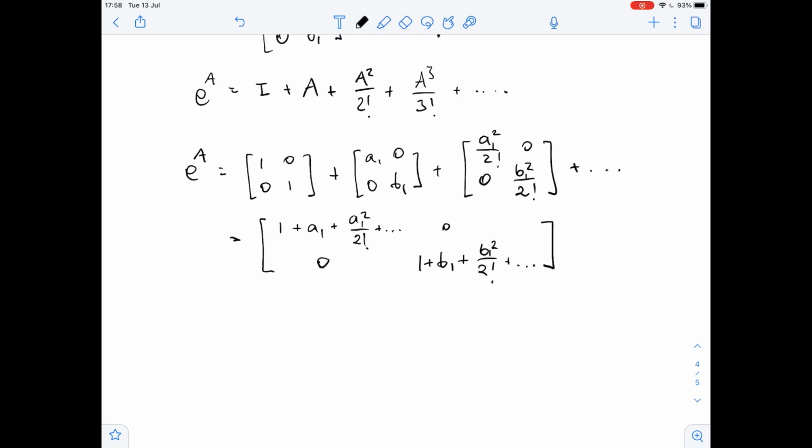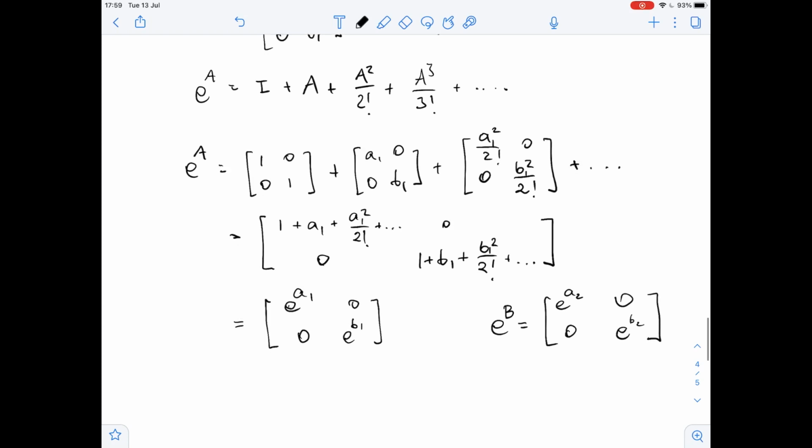So this equals e to the power of A1, 0, 0, e to the power of B1. So we can see that the exponential of the diagonal 2 by 2 matrix A is obtained by exponentiating each diagonal element of matrix A. Similarly, for matrix B, e to the power of B equals e to the power of A2, 0, 0, e to the power of B2.